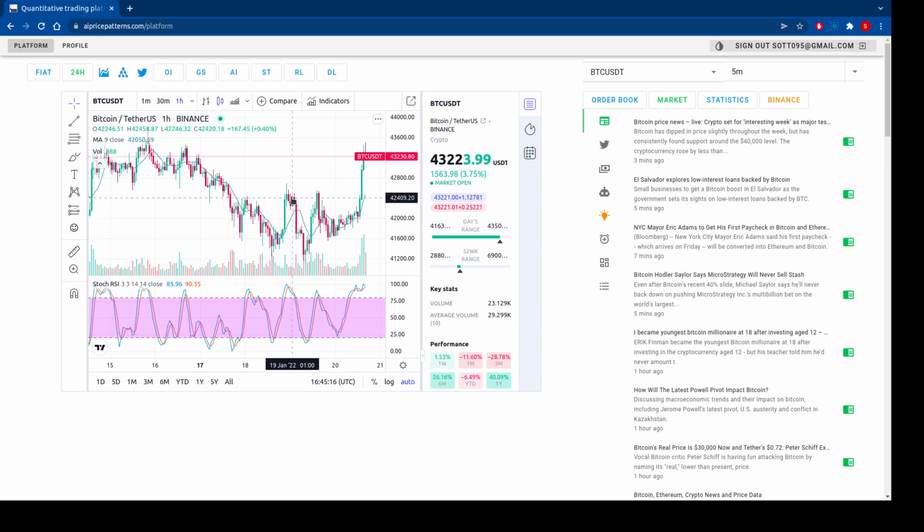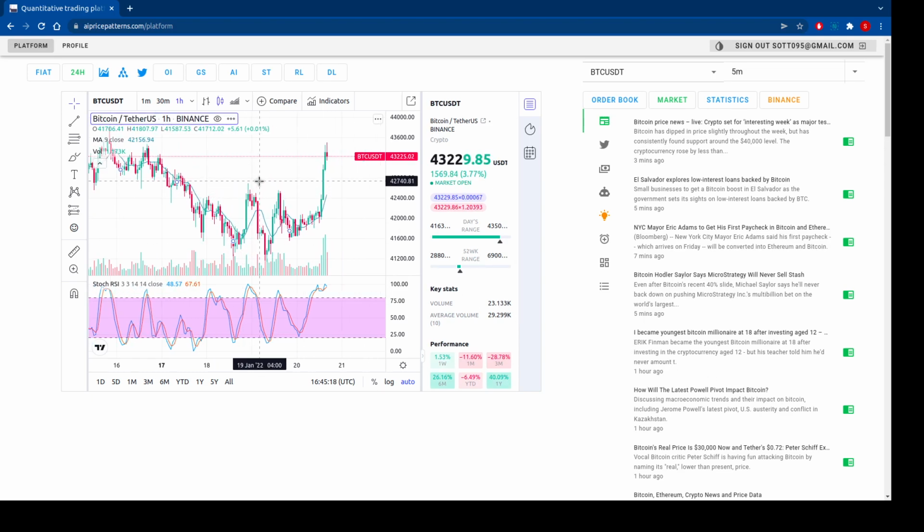Hi guys, let's analyze the cryptocurrency market from a quantitative trading point of view. We should start from the benchmark and analyze Bitcoin USDT, and let's do it. Today we have some uptrend, and we need to understand whether this uptrend is a change of our downtrend or only a correction for the downtrend.